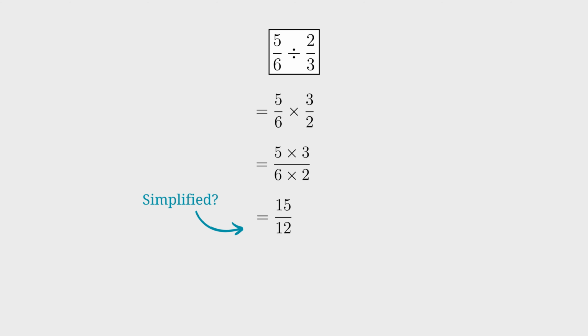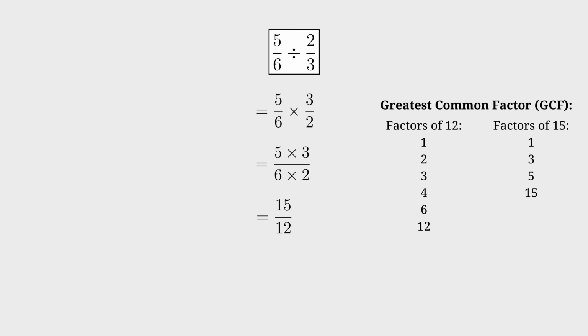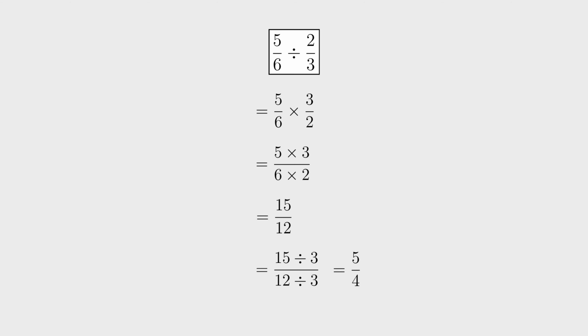No, it's not. So we have to find the greatest common factor of 15 and 12. Start by listing the factors of 12 and 15. And then you will see 3 is the greatest common factor. So divide both numbers by 3. 15 divided by 3 is 5. And 12 divided by 3 is 4. Now you have 5 over 4. The answer is still not in the simplest form because the numerator is bigger than the denominator and you need to change it into a mixed fraction.